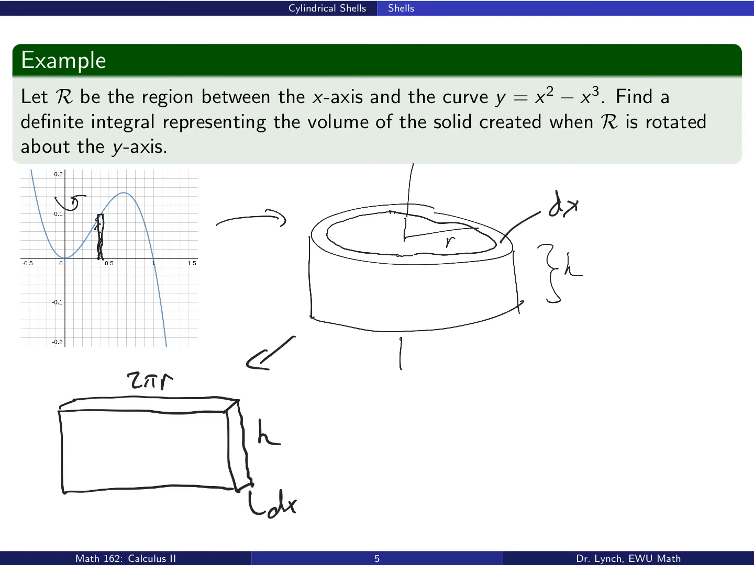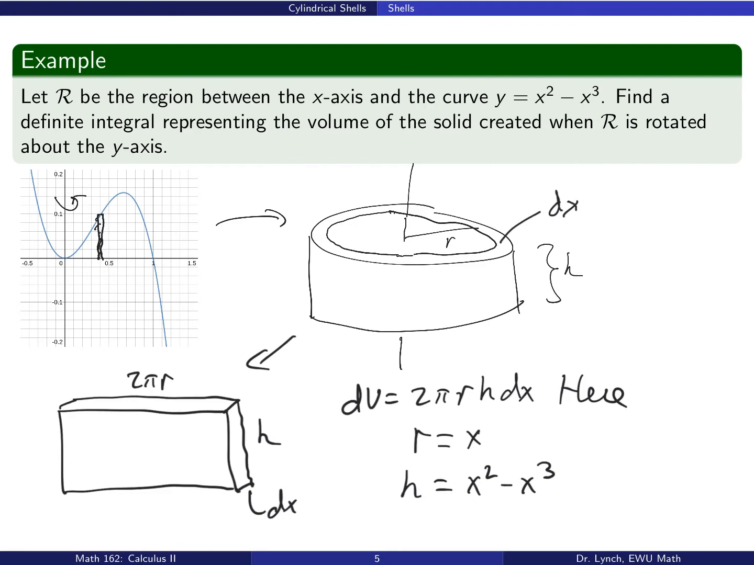Of course, this little rectangular piece of paper has a little bit of thickness dx, so we can find the volume dV just by multiplying those quantities together. In this case, that volume dV equals 2 pi times r times h times dx, and here the radius r is given by the distance from the y-axis to the slice, so x, and the height h is given by the distance from the x-axis to the curve, so x squared minus x cubed. This gives us dV is 2 pi x times x squared minus x cubed dx.